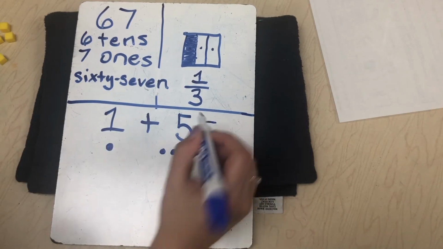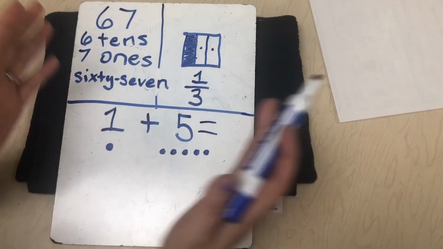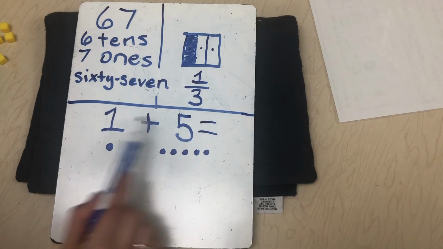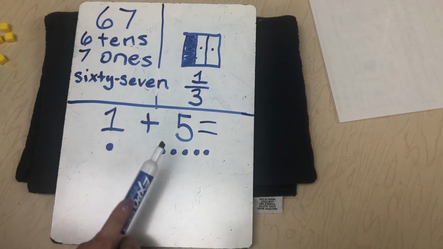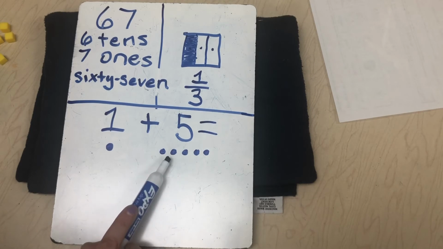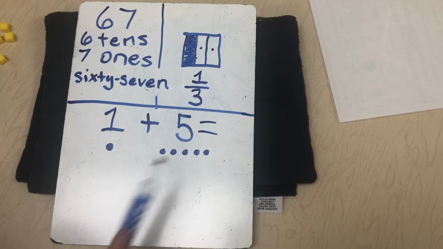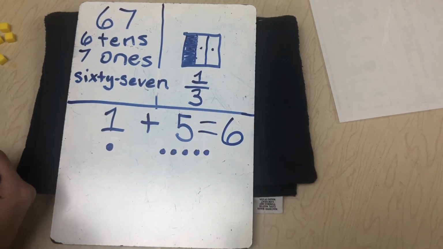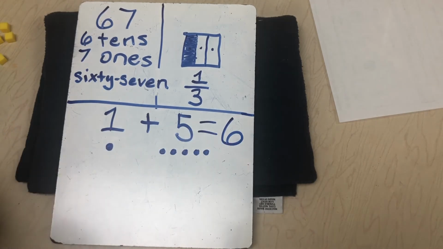We're going to put our equal sign over here. 1 plus 5, that means we're combining together, right? So we are going to count all of our dots together. Ready? 1, 2, 3, 4, 5, 6. 1 plus 5 equals 6.